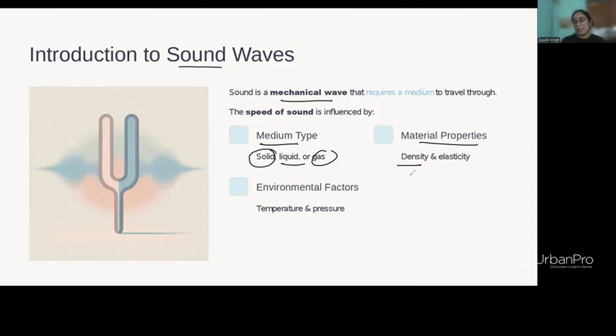Okay. If we talk about the material properties, if the material is denser, the sound travels slower. But if elasticity is more, the sound travels faster. And lastly, environmental factors, we discussed temperature and how it affects sound. If temperature increases, the particles vibrate more, and that's how the sound will travel faster.